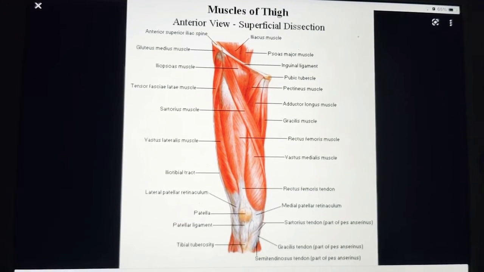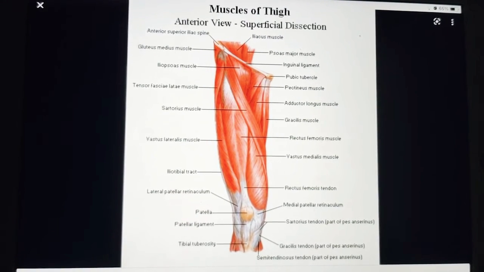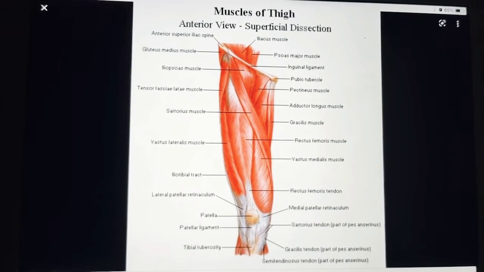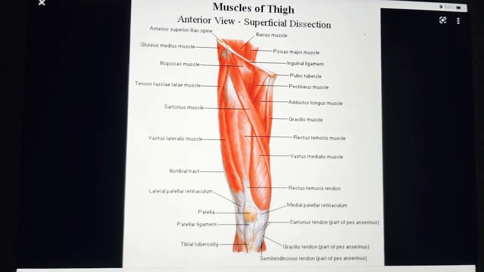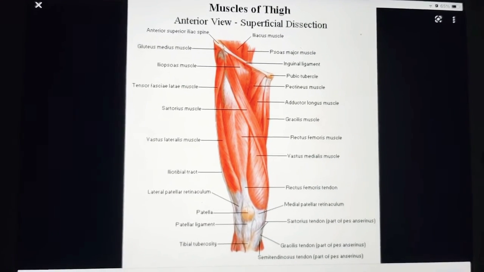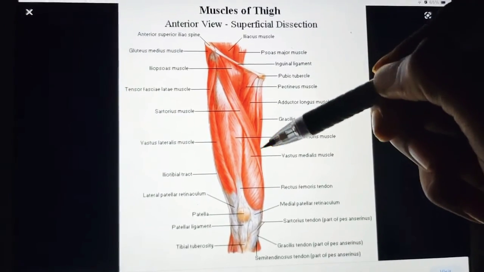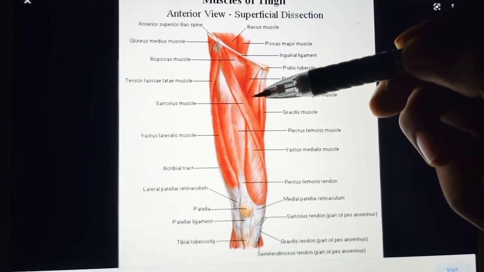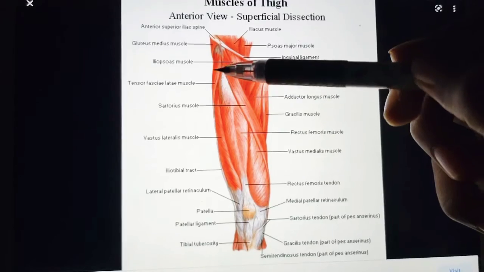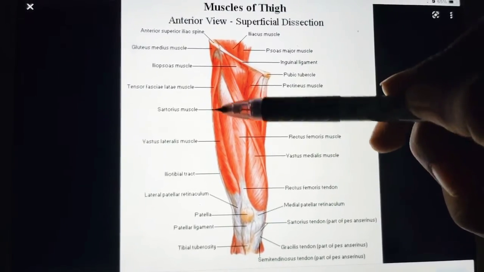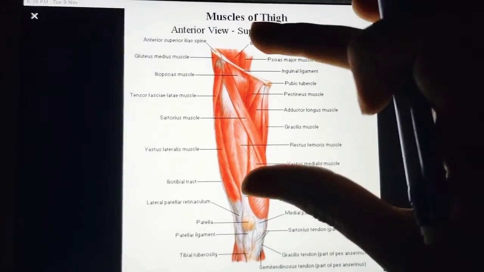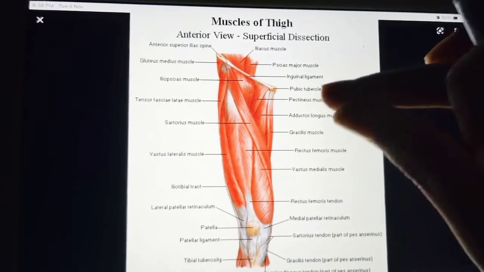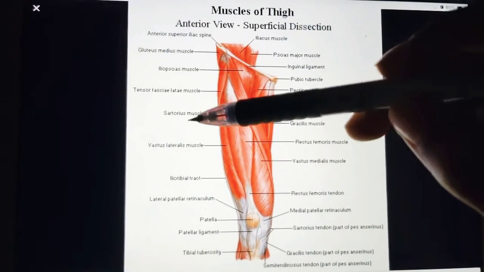So in this video we are going to deal with the muscles of the anterior compartment of the thigh. Mainly the anterior compartment of the thigh has muscles like the sartorius. You can see here this is the sartorius, which is an oblique muscle. Next you have the quadriceps femoris. This set of muscles is called quadriceps femoris. It is not only one muscle, there is a group of different muscles. We'll discuss it later.